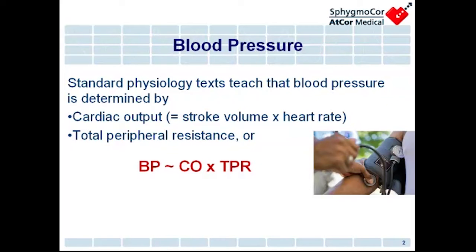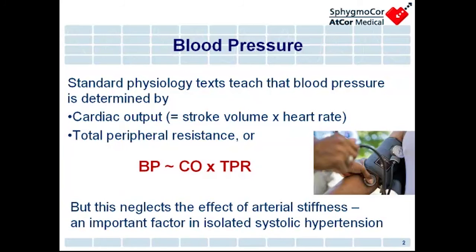I think the important thing is that we've got standard physiology texts that teach blood pressure is determined by cardiac output and total peripheral resistance. However, this neglects the effect of arterial stiffness, which is an important factor in isolated systolic hypertension, and as you will see later on, systolic hypertension in the older folks and in the younger folks.